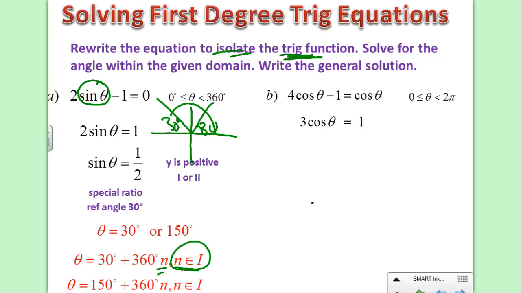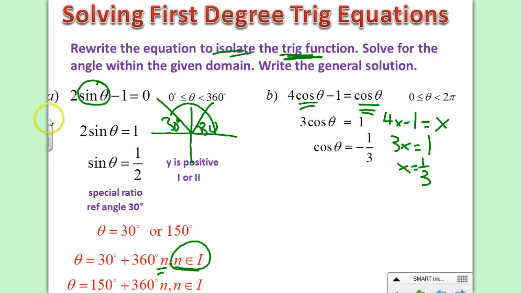So again, what do we have here? We have cosine theta. We need to rewrite and isolate the cosine theta, but not unlike questions you would have done in grade 9. If you had 4x minus 1 is equal to x, you'd collect your x's to one side and you'd have 3x equals 1, so x equals 1/3, right? But that's not what this is. This is cosine theta. So instead of doing that, we solve it for cosine theta, right?